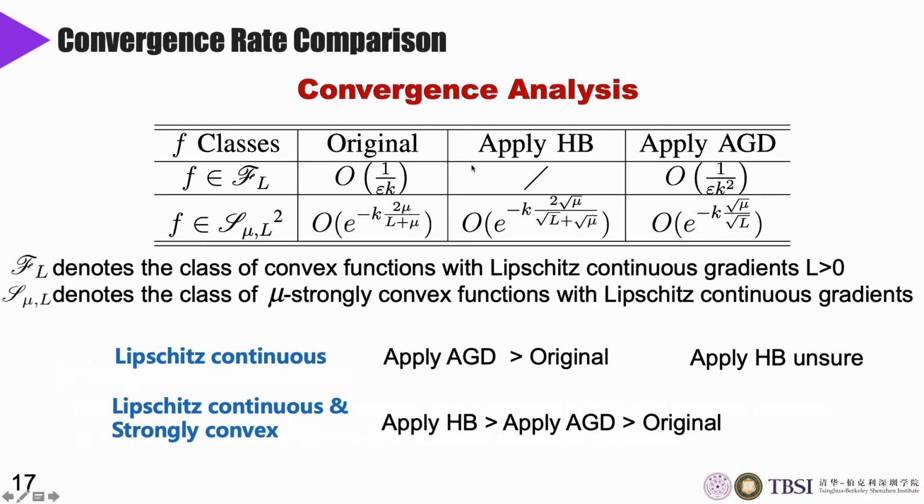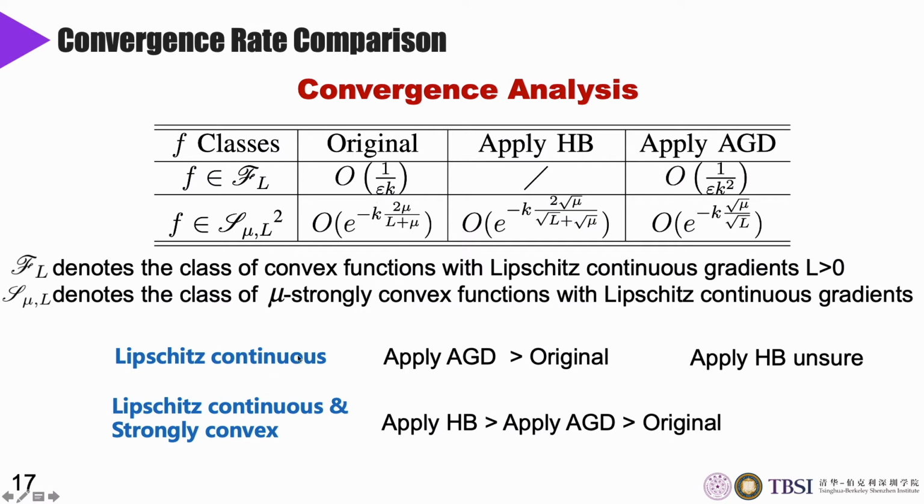Next, let's look at the convergence rate when applying those different methods. This is the original system, and its convergence rate is listed below. When the function obtained by reverse engineering belongs to this class, Lipschitz continuous, we can see that the convergence rate is always faster when applying HD than the original one.